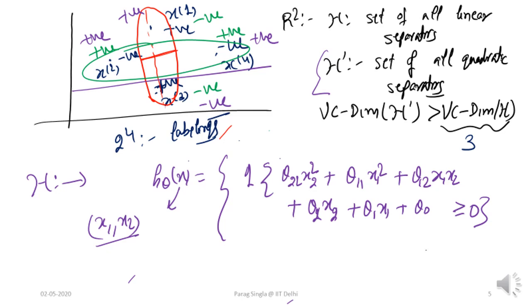And recall that we have already shown that the VC dimension of H is exactly equal to 3. Now, how do we show that the VC dimension of the quadratic separators is more than 3? It's not very difficult to show this in this case, because what we have to show is simply that there is a set of size 4 in the 2D space which can be shattered by the quadratic classifiers, and we'll be done. So let us look at this particular arrangement of the points x1, x2, x3, and x4 on the 2D plane.